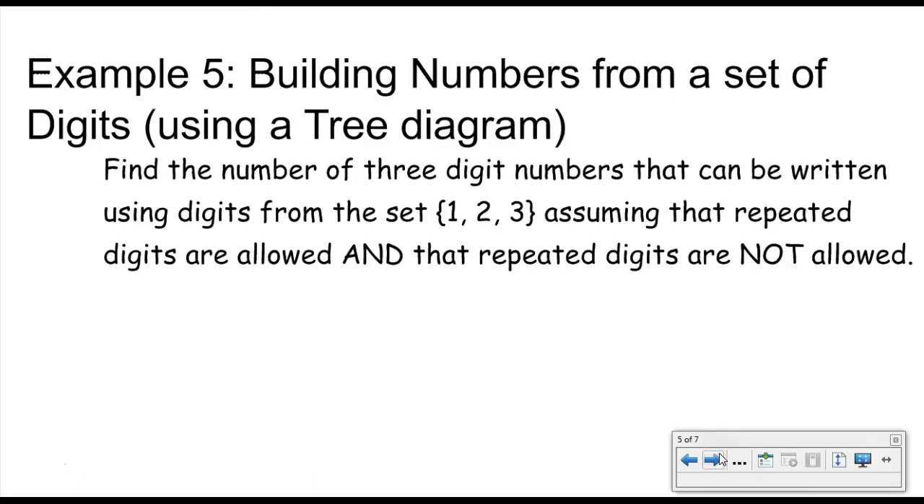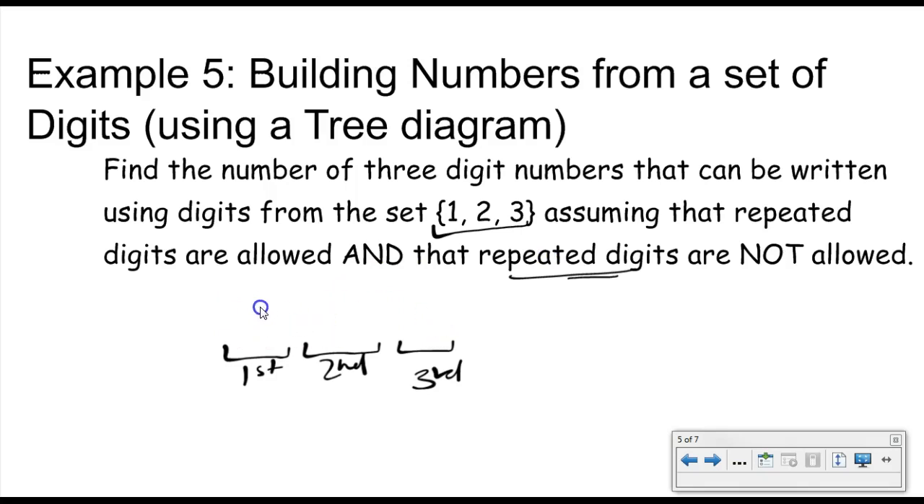What about using something called a tree diagram? Building numbers from a set of digits, using a tree diagram. Find the number of 3-digit numbers that can be written using the digits from the set 1, 2, and 3. We're going to assume that repeated digits are not allowed and you cannot repeat your digits. So I have a 3-digit number. Here's my first, second, and third. And it says that I can't repeat any numbers. So if I put a 3 here, I can't also have a 3 here.